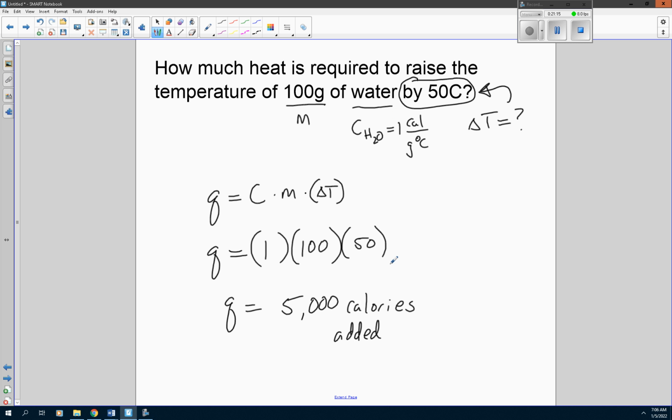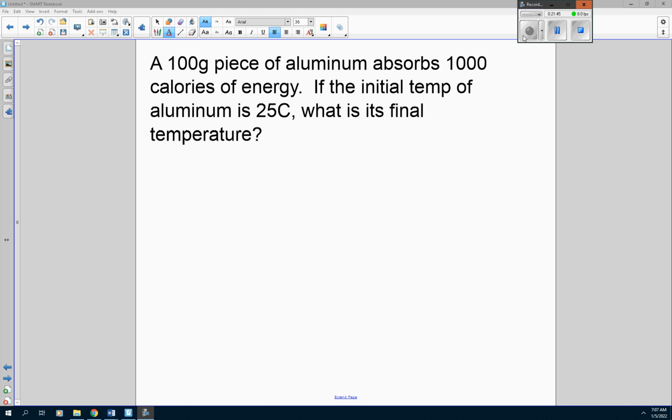So it doesn't say where it starts and where it ends. I could have a 50 degrees Celsius change if I started from 10 degrees Celsius and went up to 60 degrees Celsius. That would be a 50 degree change. Or it would work if I started from 50 and went up to 100. That would also be a 50 degree change. They would require exactly the same amount of energy to do this. All right, let's try another problem.